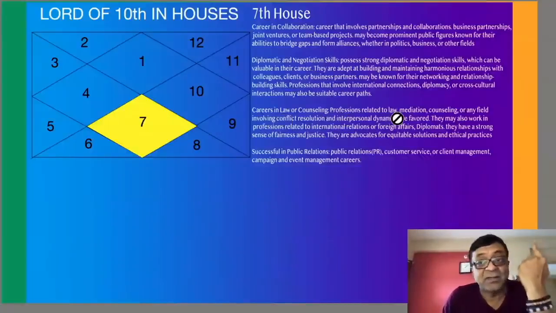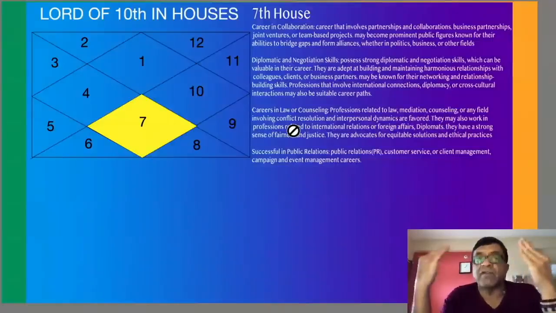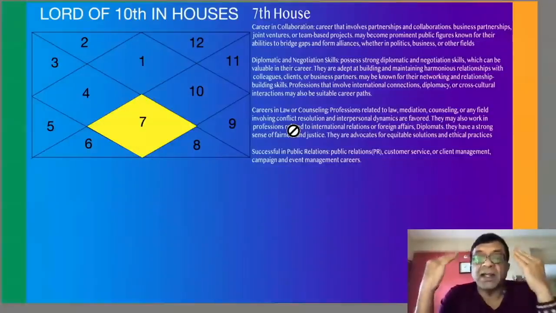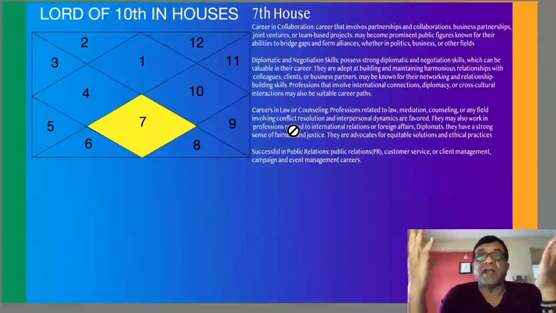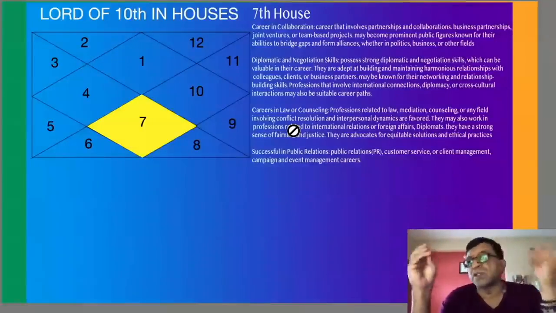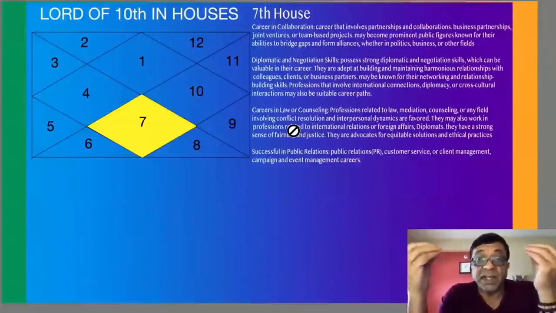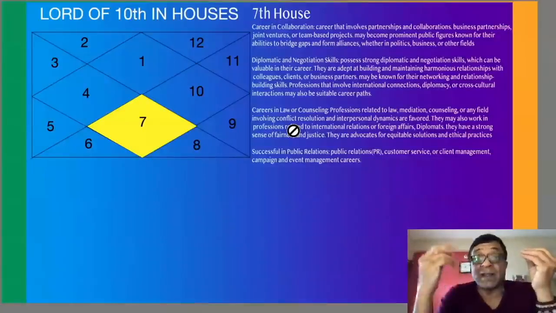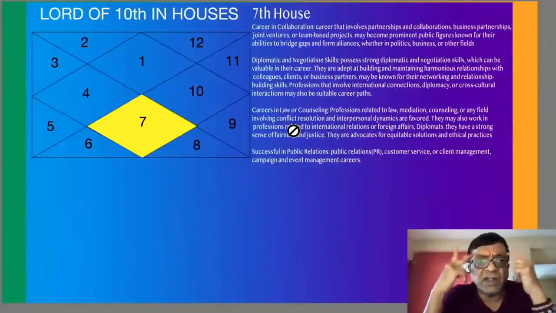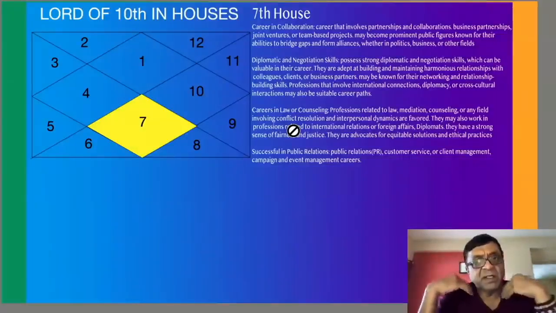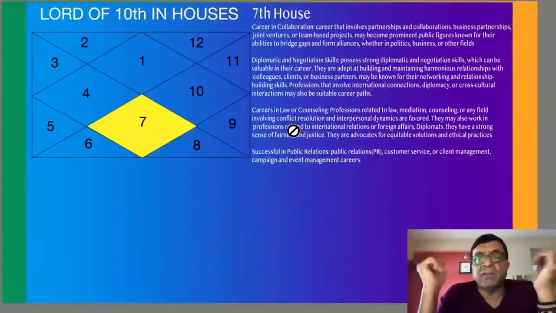Careers in law or counseling professions. Once again, we see these people can work in law, in mediation, counseling, or any field that involves conflict resolution and interpersonal dynamics. Both of these are highlights of any coach, let it be business coach, executive coach, life coach. They need these two, bottom line. Conflict resolution. Why do people come to you as a life coach? They are conflicted in their head. They are conflicted between their mind and their heart. They are conflicted maybe in a number of ways.